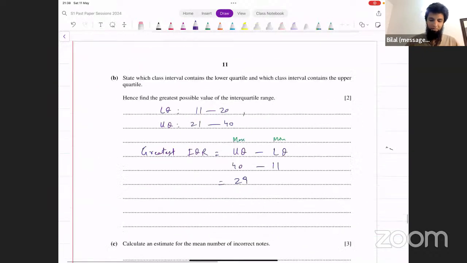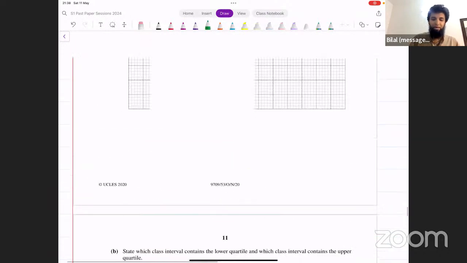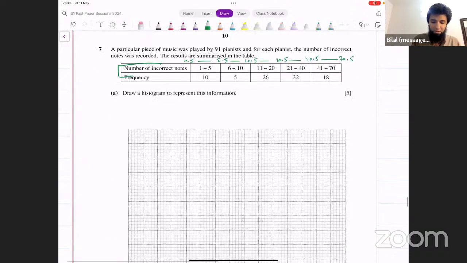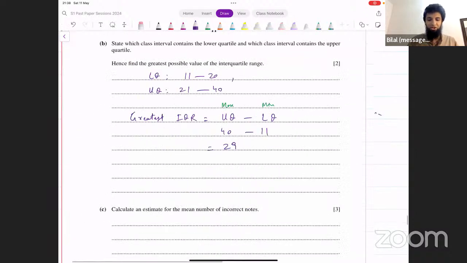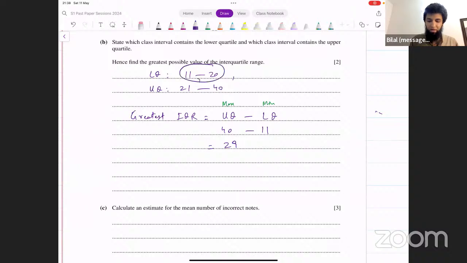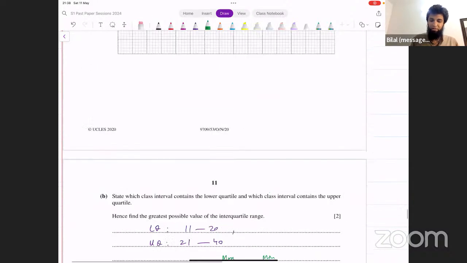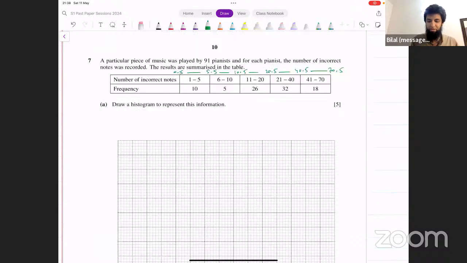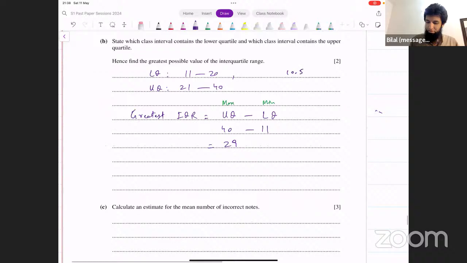Okay, let me repeat that again. In this case, the variable that we're talking about was the number of incorrect notes. Number of something is supposed to be an integer. And the intervals are from 11 to 20, 21 to 40. You just use 40 minus 11 here. However, the adjusted intervals that we found here were actually 10.5 to 20.5, 20.5 to 40.5.